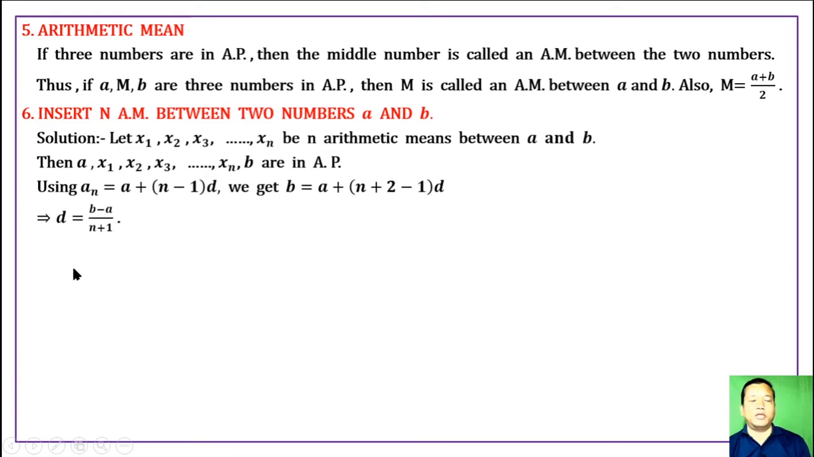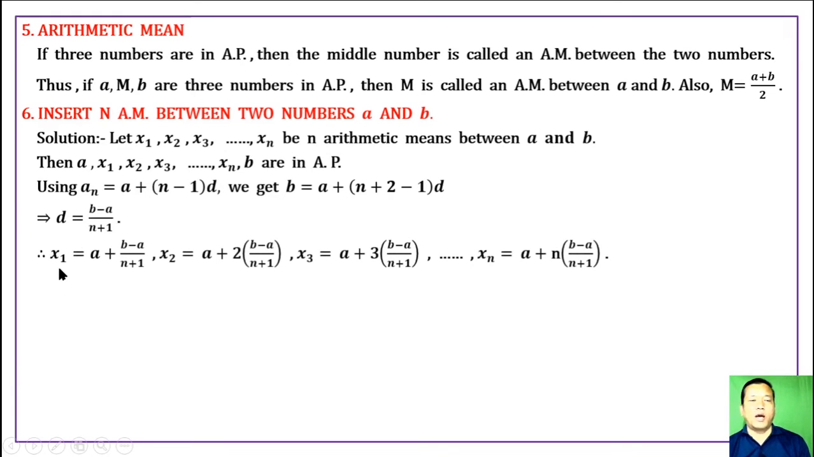After knowing d, x1 is a plus d, and x2 is a plus 2 times d, x3 is a plus 3 times d, and so on, xn equal to a plus n times d, where d is (b minus a) by (n plus 1). These are the required AMs between the two given numbers a and b.